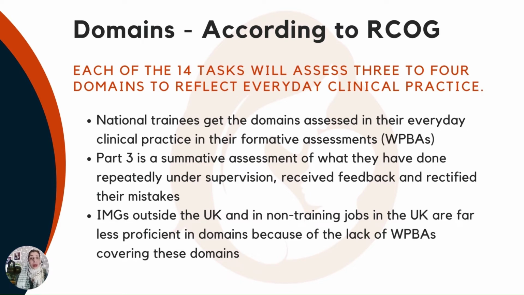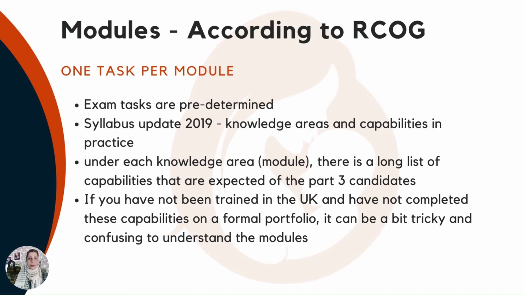The IMGs who are outside the UK or even who are in the non-training jobs in the UK are far less proficient in domains because of the lack of the workplace-based assessments that cover these domains. And module-wise, according to the RCOG syllabus, the exam is predetermined. We have 14 tasks, 1 per module. The syllabus was updated in 2019, and this is where these modules come from.